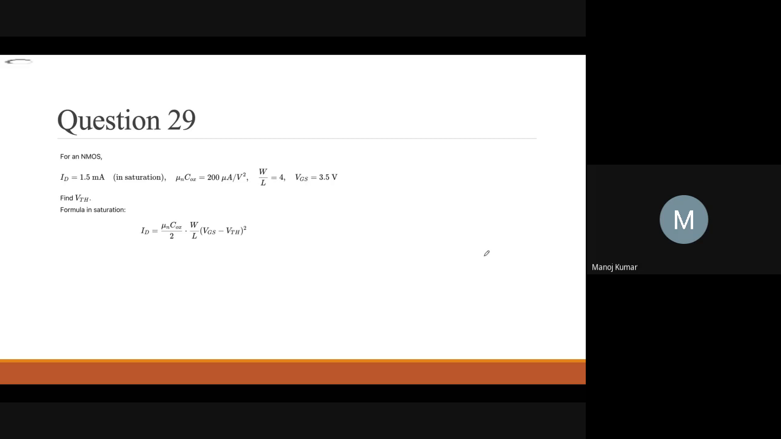Whether VTH is equal to 1.564 volts. Yes. The right option is 1.564 volts. All of you, please calculate and tell me, are you getting the same answer, the VTH value? Then I think there is one more question. Question number 30.